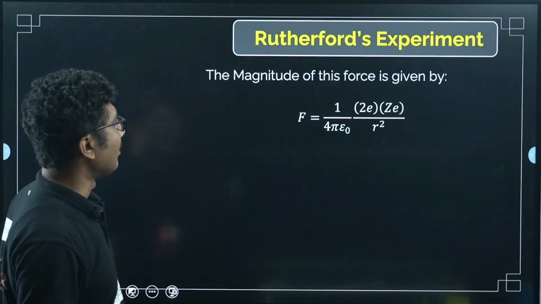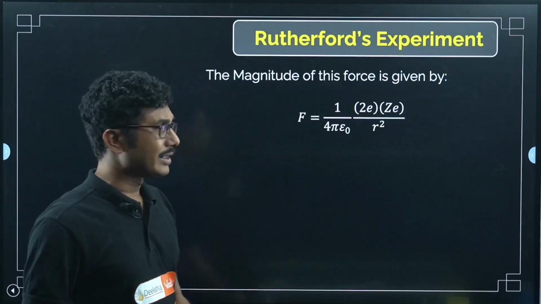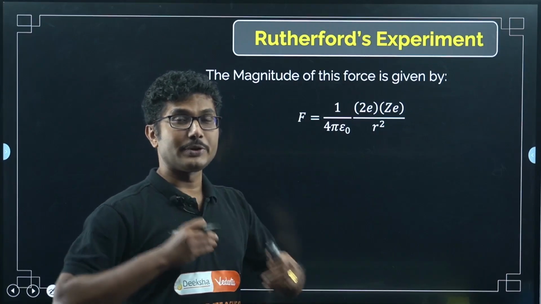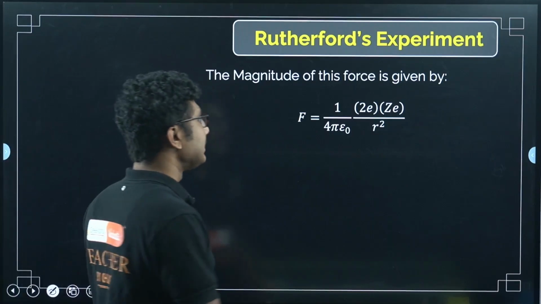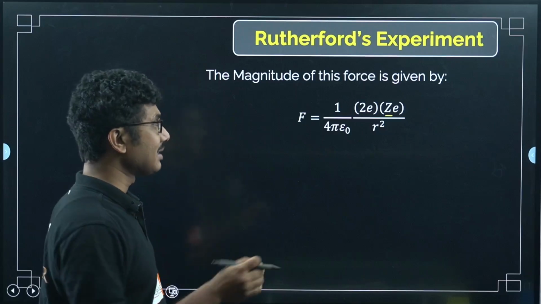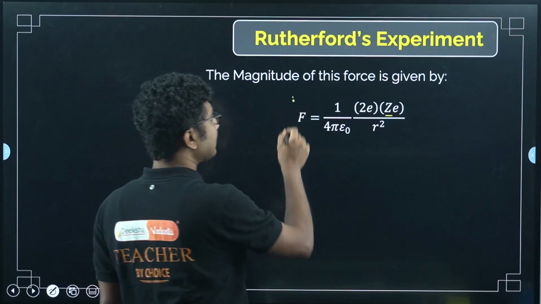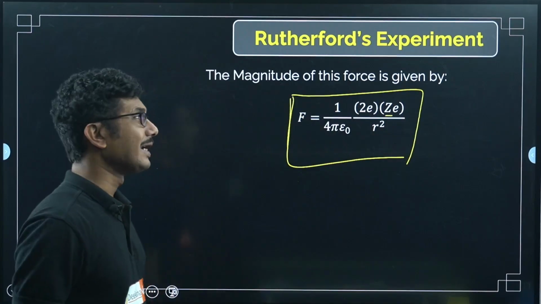Now the magnitude of this force is given by, the magnitude is somewhat important, sometimes they might ask you. So the magnitude of the repulsive force between the incoming alpha particle and the nucleus is given by this formula. Z is the atomic number. We will discuss Z and everything in our next chapter. So far you just remember this formula. We will discuss this in our next chapter so that you don't get lost.